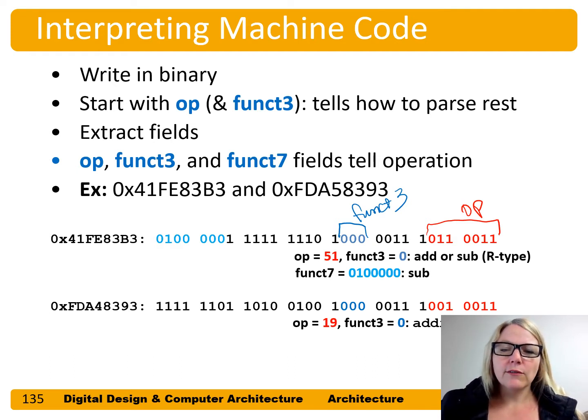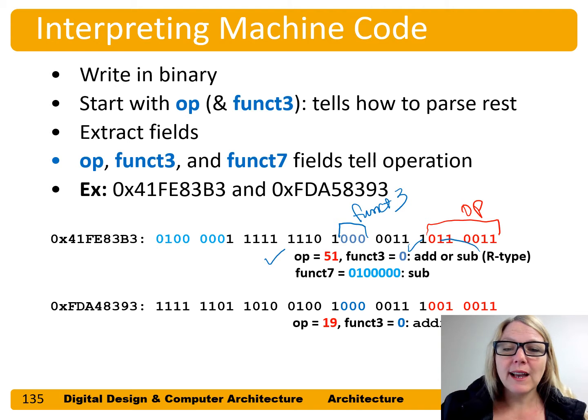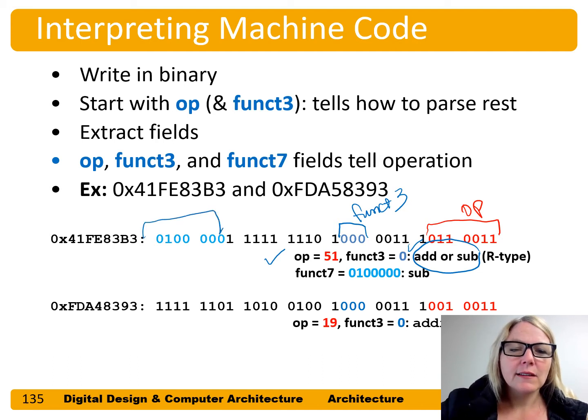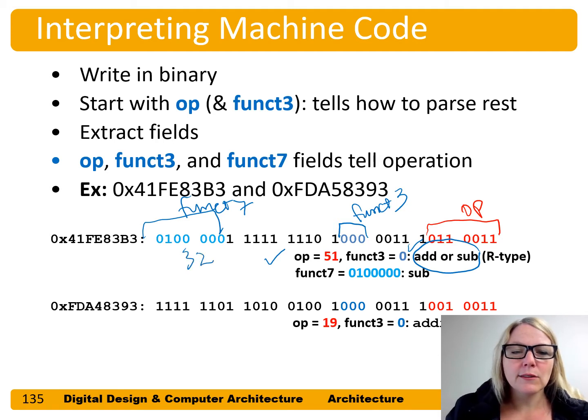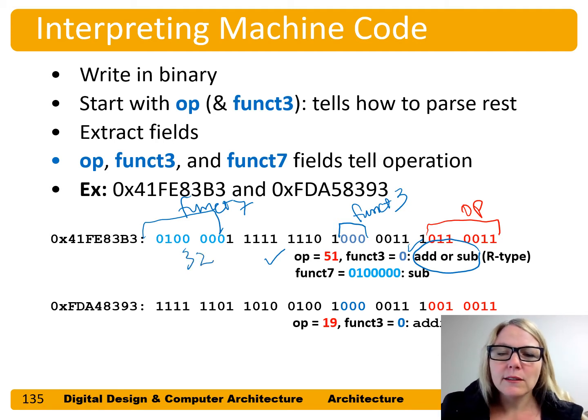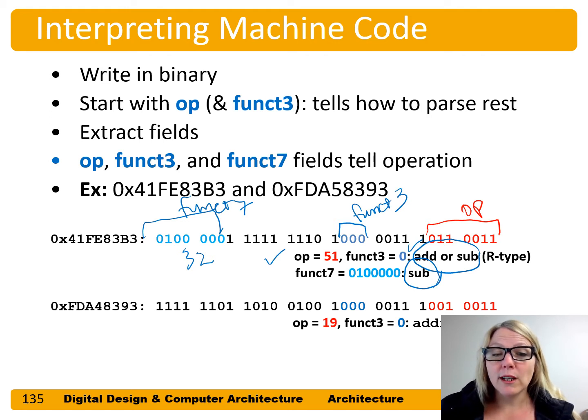So we look at those first, and it says, okay, well, op is 51. That tells us it's an R-type instruction, and func3 is 0. We know it's add or subtract, but now we also have to look at func7, the most significant bits of the instruction, to tell us, well, is it add or subtract? Func7 in this case is 32, right? 0100000 is 32, so it tells us, hey, that's a subtract instruction. So now we know how to parse all of those fields, and we know what instruction it is.